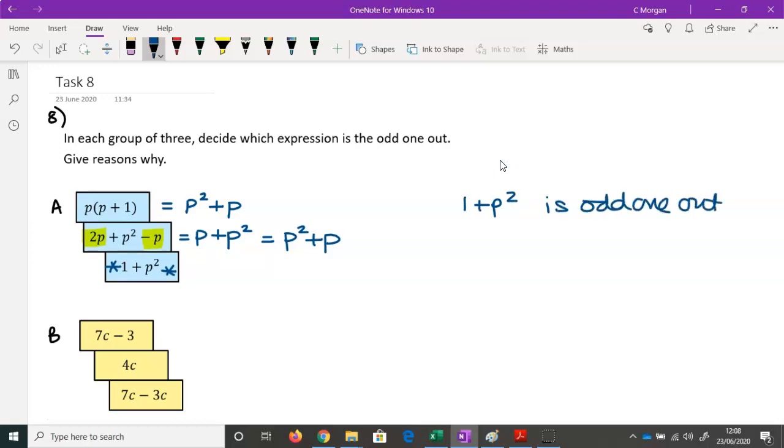And let's have a look at the second lot. 7c subtract 3. I can't do anything with that. 4c, I can't do anything with that. But 7c subtract 3c means I've got 4 c's left, which means that the bottom two are the same and 7c subtract 3 is the odd one out.